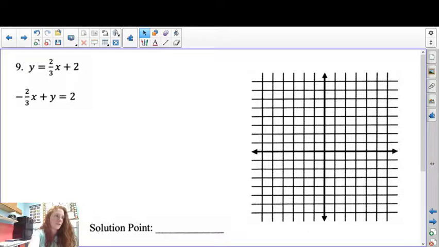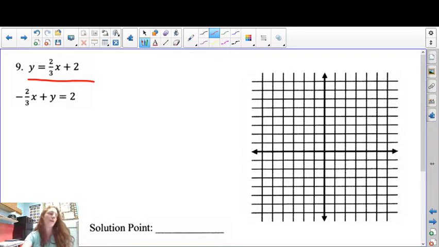Oh, those are attached. All right, first one I can go ahead and graph. No need to rewrite. So up 2 to the right 3. Go back to the start, down 2 to the left 3. Connect your dots.